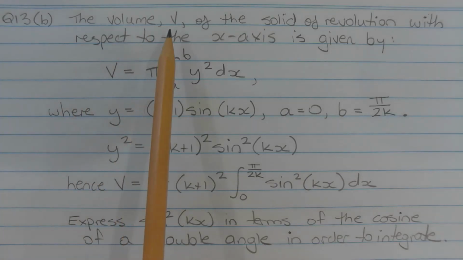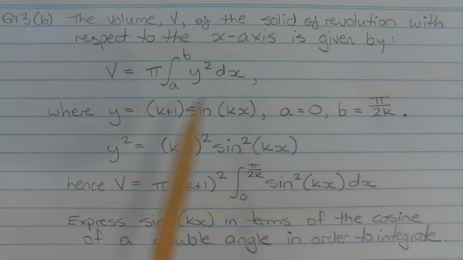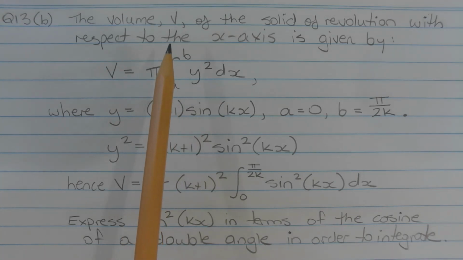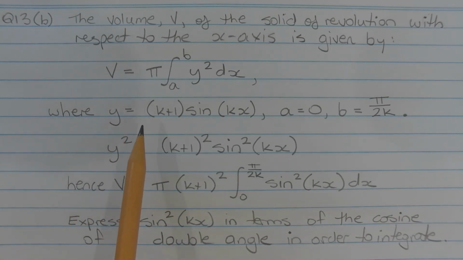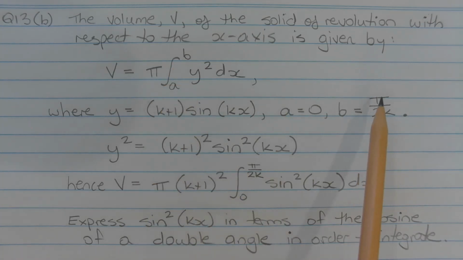The volume V of the solid of revolution with respect to the x-axis is given by V equals pi times the integral from x equals a to x equals b of y squared dx, where y is equal to (k+1) times sine of kx, a is equal to 0, and b is equal to pi over 2k.